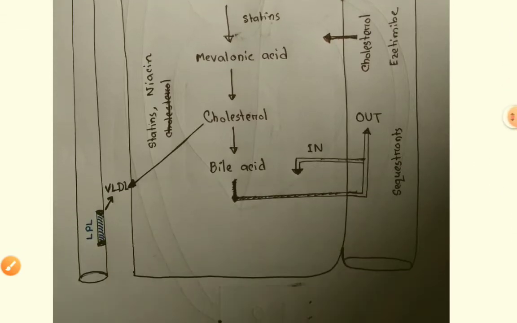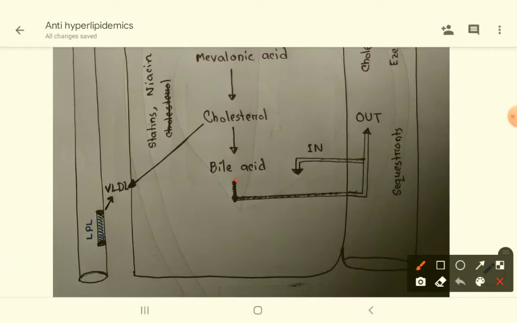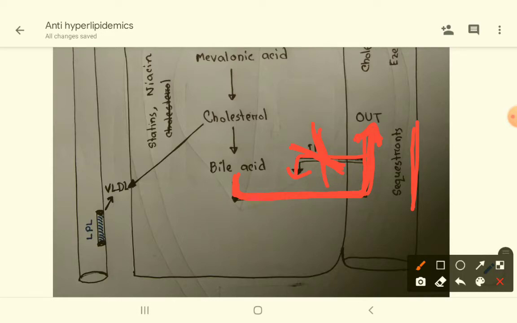Next, the bile acid sequestrants like cholestyramine. Look, the bile acids are recirculating here. Okay, so the bile acid sequestrants actually block this pathway. So the bile acids come into the gut lumen and then it is excreted. So the bile acid is not recirculated, and therefore there is decreased synthesis of cholesterol by the liver. So there is decreased bile acid. Bile acid cannot be recirculated, and there is decreased production of cholesterol.